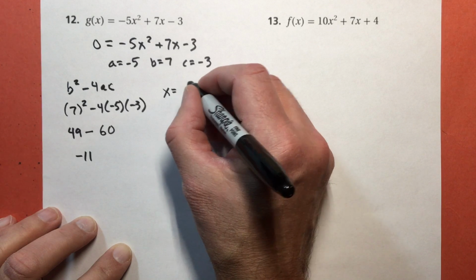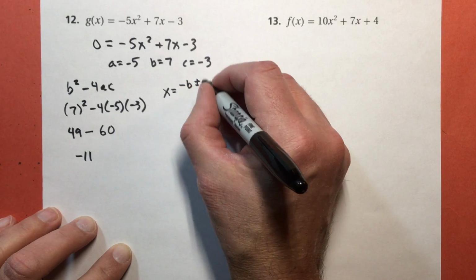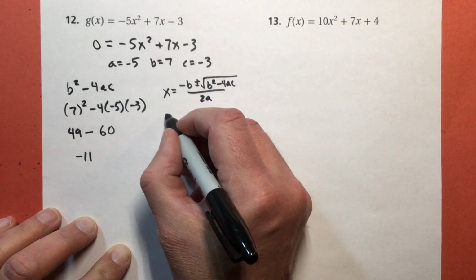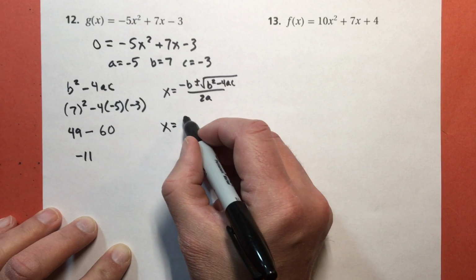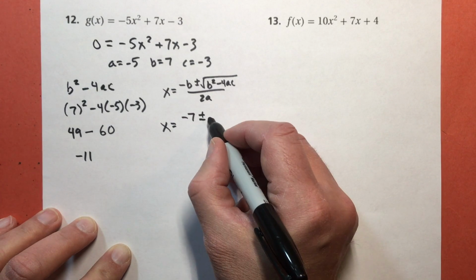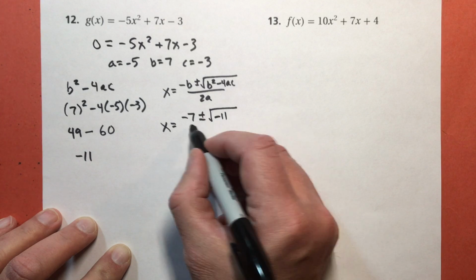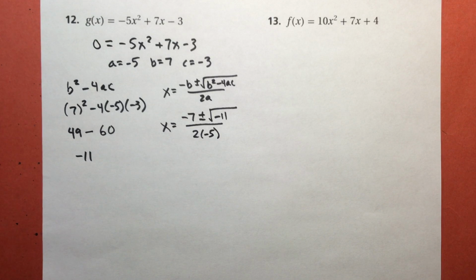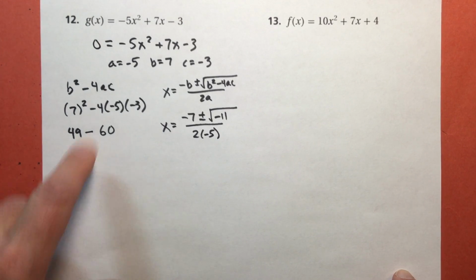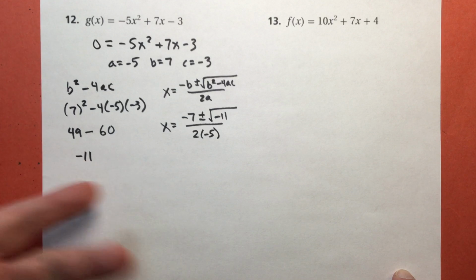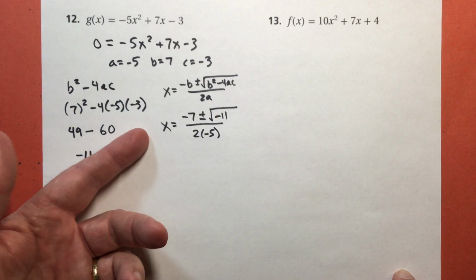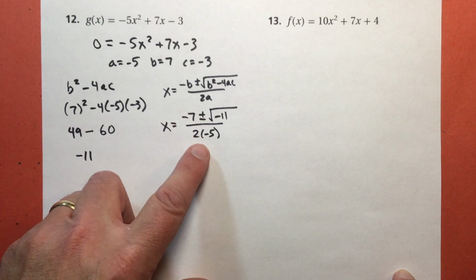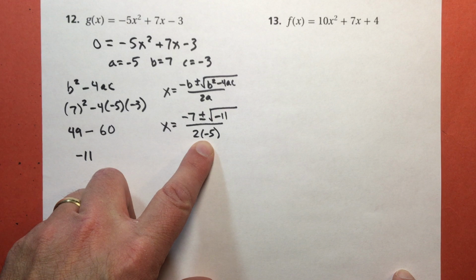Quadratic formula is negative b plus or minus the square root of b squared minus 4ac, divided by 2a. So I get -7 plus or minus the square root of -11 divided by 2 times -5. Okay, now we talked about how I'm going to get -11 whether I change the signs or not. But am I going to get the same x values? Of course. Instead of -7, I'll have +7, but instead of -10 in the denominator, I'll have +10.